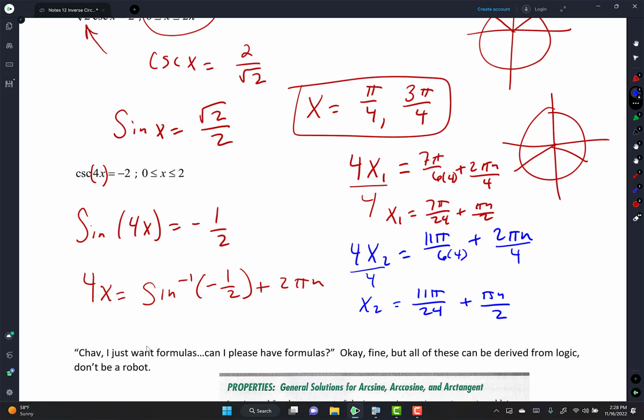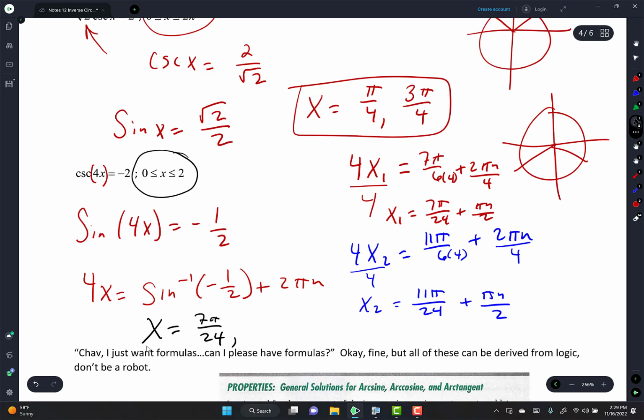I want all my answers between 0 and 2. So we're just going to use our little brains a little bit to think about the magnitude of that number. So here we go. X equals, my first answer is 7 pi over 24. Yeah, that sounds correct to me. 7 times 3 divided by 24, because pi is like 3.14. 7 times 3, that's like 21. 21 over 24 is definitely a number between 0 and 2. It's a number a little bit smaller than 1, right?